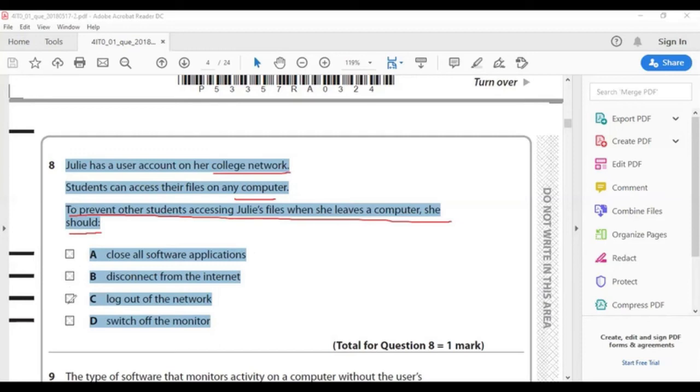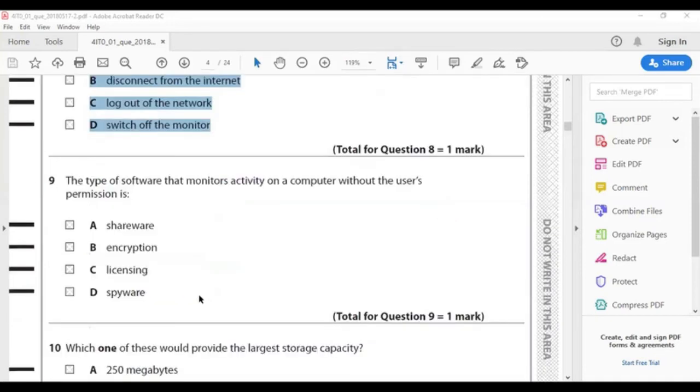You need to log off, because once you log off, all software applications will close anyways, and then your account will also be logged off. That's more important, because if your account is not logged off, even though you have closed all software applications, anybody could still go into your Z drive or network space and monitor what you're doing or cause some problems. Question number 9, Mr. Omar.